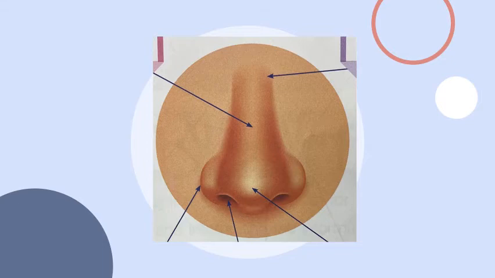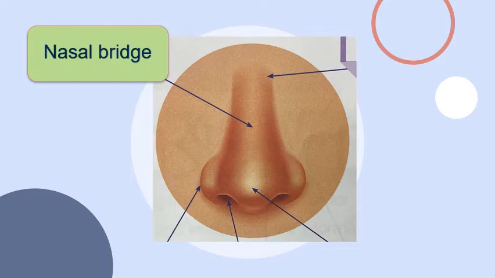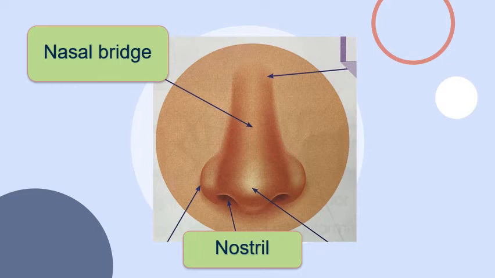Now let's talk about the components of our nose. First, we have here nasal bridge. This is the upper or bony part of our nose. Now touch your nasal bridge. Where is your nasal bridge? Over here. Yes. Next, we have our nostril. These are the two holes of our nose. This is the passageway of whatever we are smelling or if we are breathing.